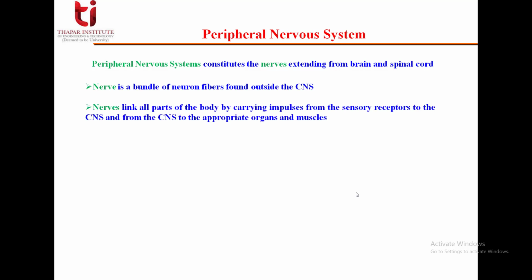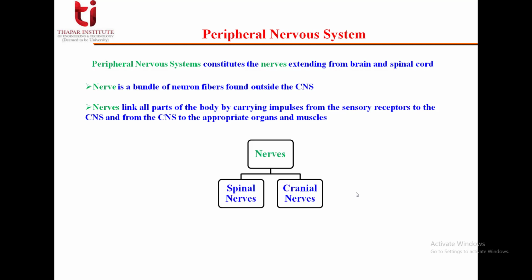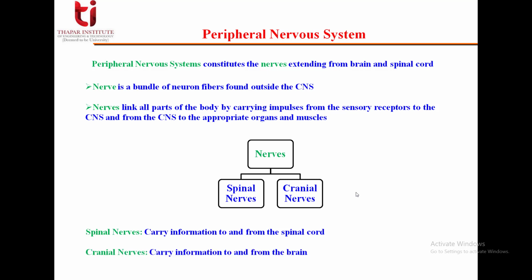They link all parts of the body by carrying impulses from the sensory receptors to the central nervous system and from the central nervous system to the appropriate organs and muscles of the body. Now, the nerves can be classified as spinal nerves and the cranial nerves. Spinal nerves are those which carry information to and from the spinal cord. On the other side, if we talk about cranial nerves, they carry information to and from the brain.